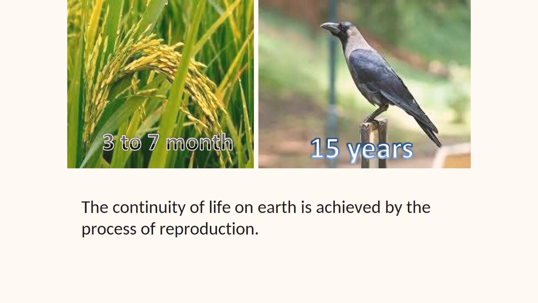The lifespan of human being is 100 years, however, its lifespan is considered 70 years according to the 1988 to 95 World Bank report. In crow, the lifespan is 15 years only. So, the continuity of life on earth is achieved by the process of reproduction. Now we will study about reproduction.